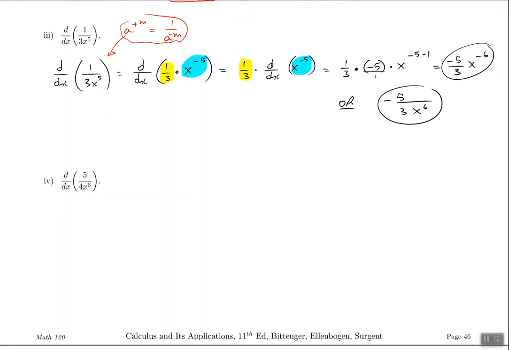So can you do the last one? Can you pause the video here and see if you can get that last one done?